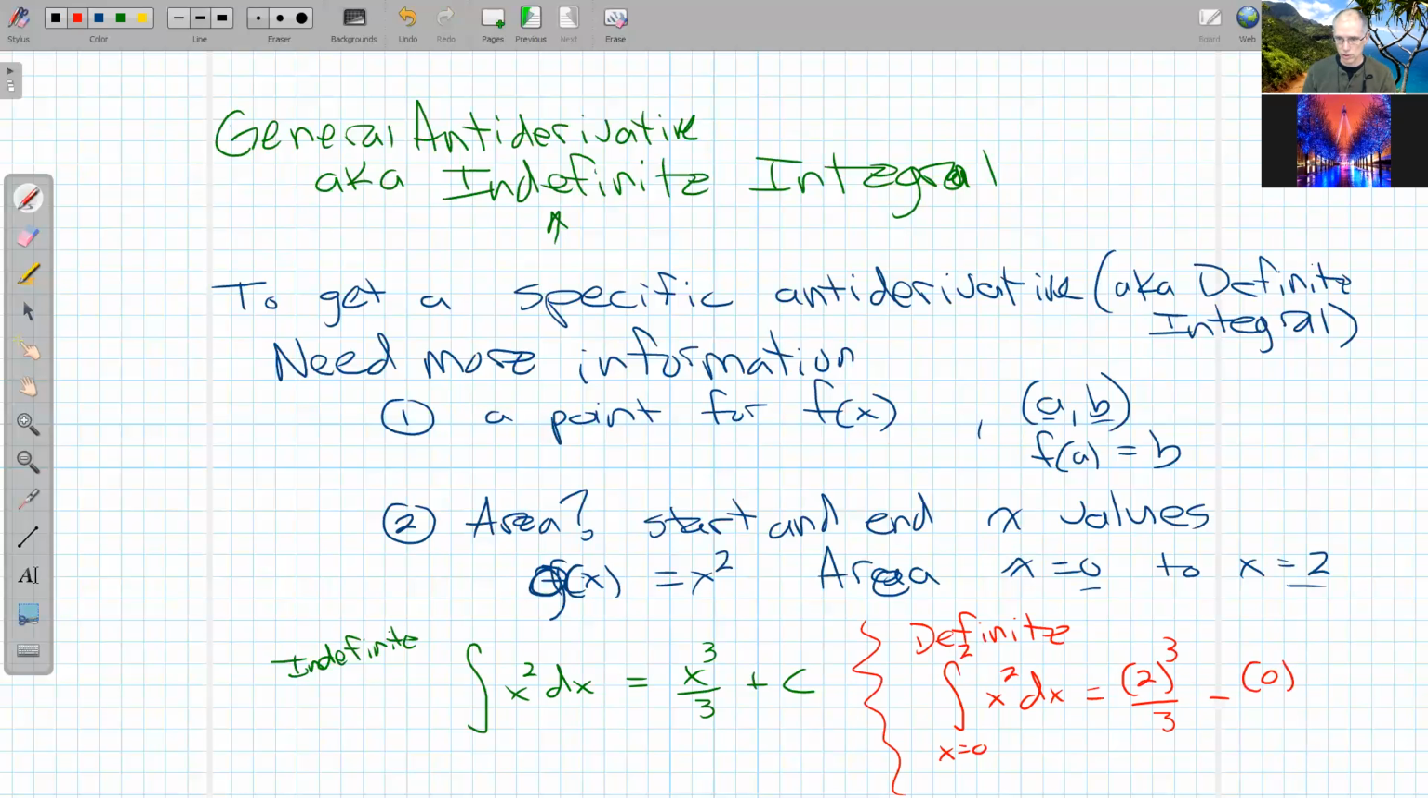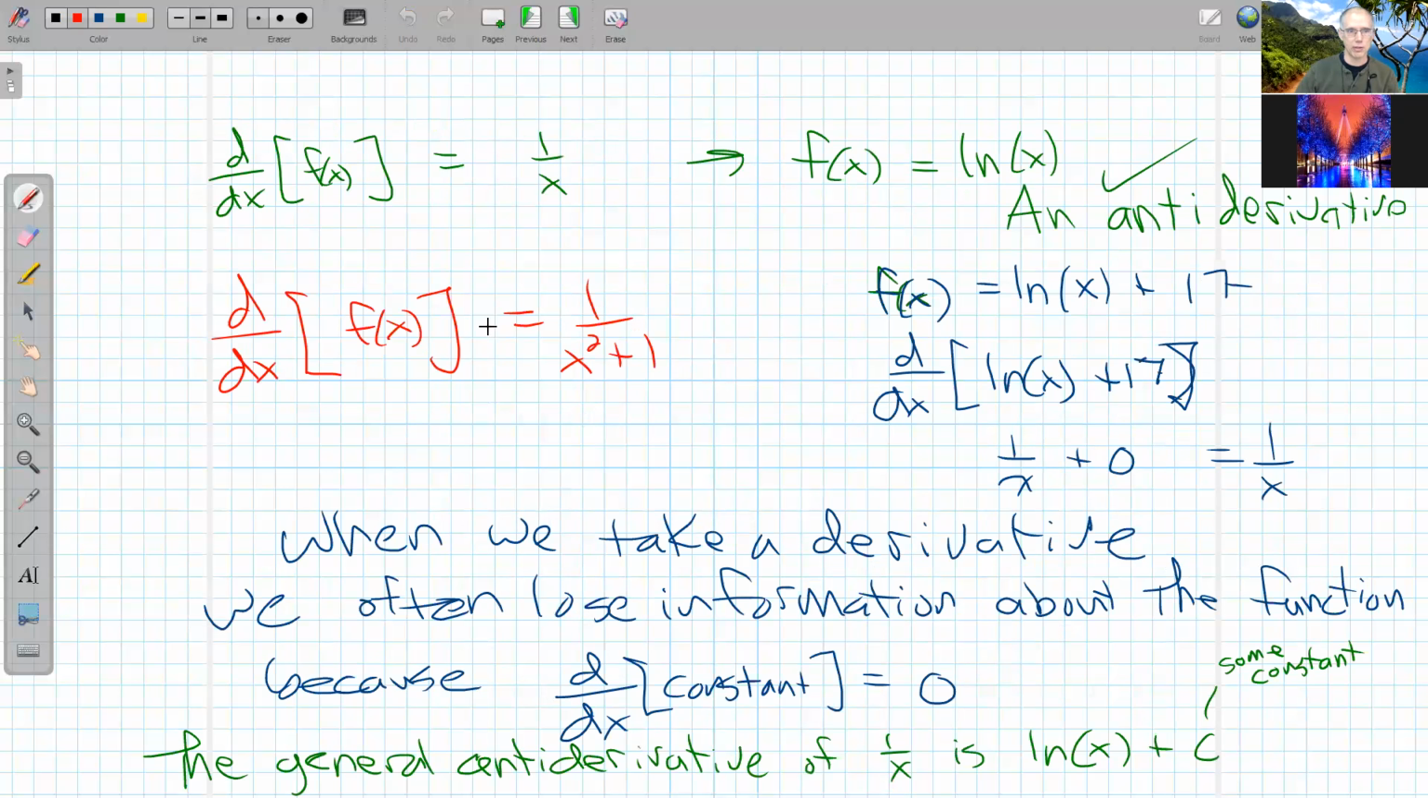0 cubed over 3. So that's the idea of a definite integral. We use the indefinite integral. The constant's kind of irrelevant if we get this subtraction going on, or we can find the constant with a point. So we got a couple options there. All right, let's see. Let's go back a step. Yeah, we didn't get to that one yet.